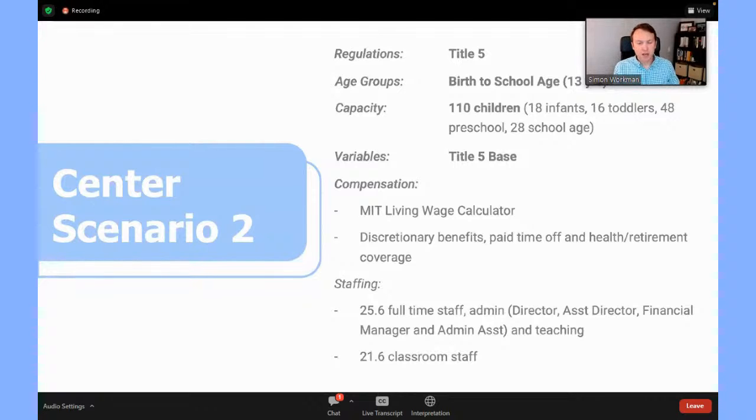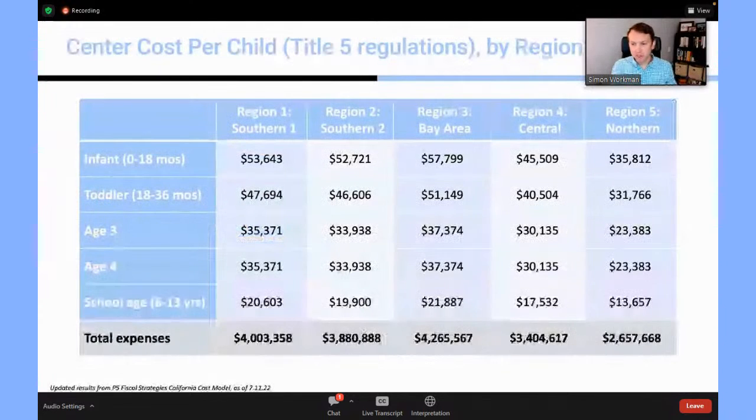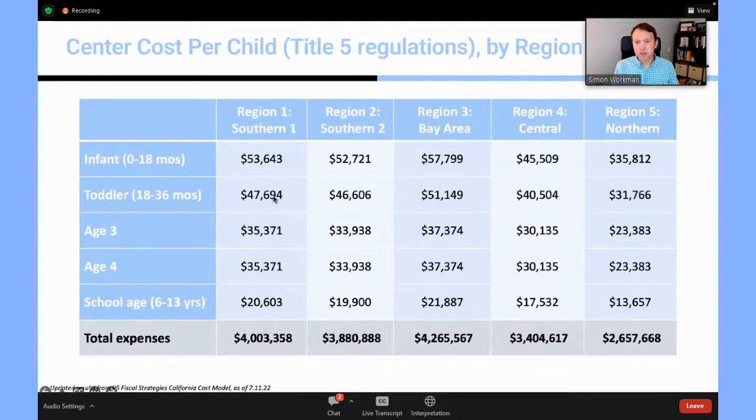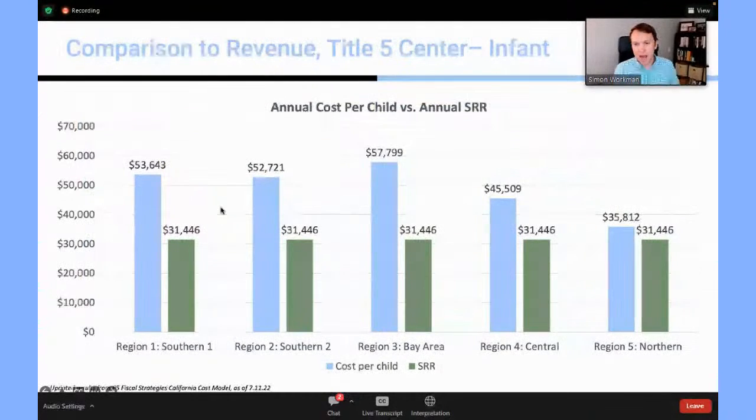So the next slide shows the chart of the results again, similar to last time, just with some slight updates, and you see we put the new date on the bottom there, with the total expenses. So these are those revised numbers. And then we did the same in terms of comparison to revenue, and now obviously compared it to SRR rates and did it for all of the different age groups. So this first one here is the comparison to the SRR for infants.